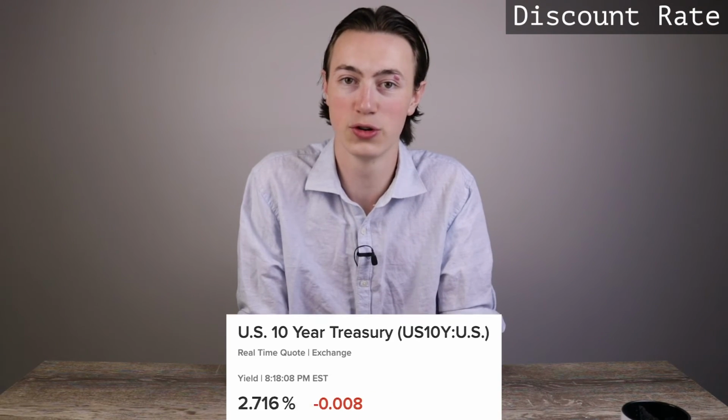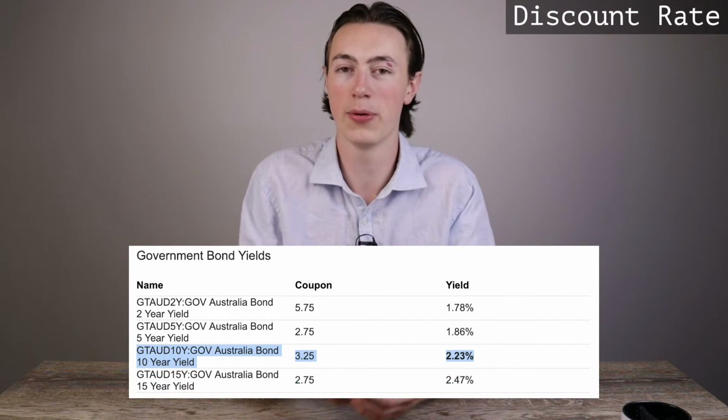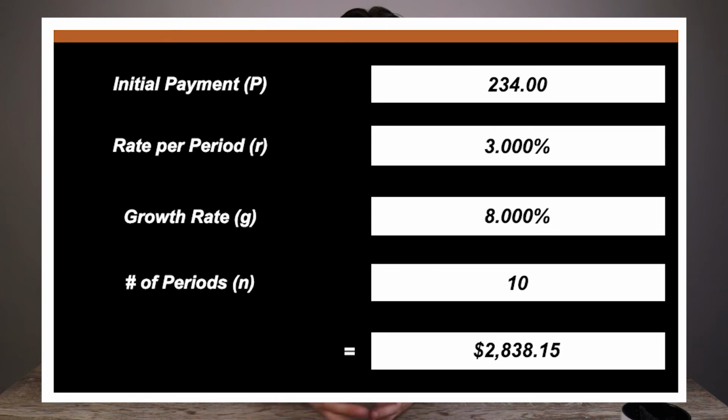The yield on the 10-year US Treasury bond at the moment is 2.7%, and the Australian one is 2.2%. Now, I personally think that rates are going to be going up in the next 10 years. So just to be a little bit more conservative, we're going to use a 3% rate. Then all we have to do is plug those numbers into our calculator, and the calculator is linked down in the description below. When we chuck in those numbers, what we find is that we get an intrinsic value of $2.84 billion.